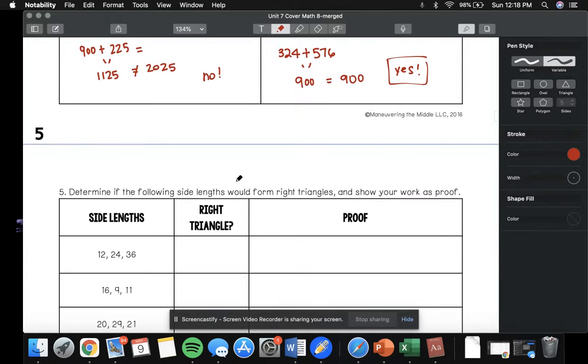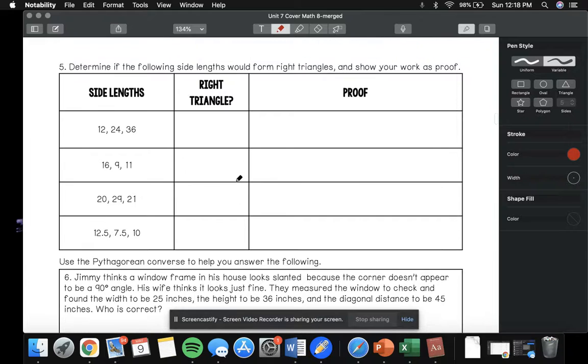All right, on to page 6. Okay, we're just going to determine if the following side lengths are right triangles or not. I first like to determine which one would be the hypotenuse, because that makes my problem setup easier. Okay, so this is my longest side, this is my longest side, and this is my longest side. Okay, so I'm going to do my work over here.